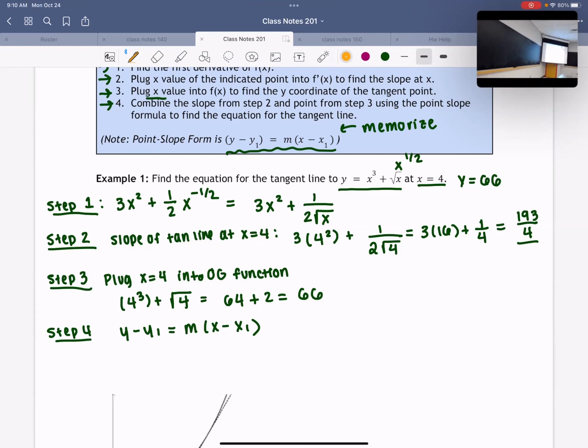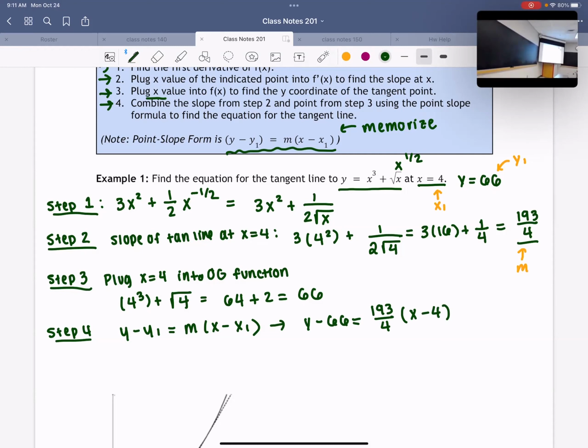66 and 192. Yeah, that's the actual point we're going through, right? So I know that x is x1, y = 66 is y1, and the slope of the tangent line is always going to be m, right? M always talks about the slope. So plugging everything in, it looks like we have y minus 66 equals 193/4 times x minus 4.